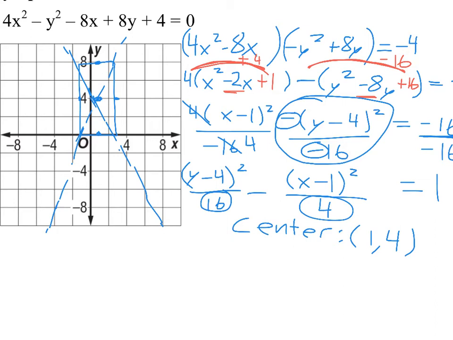And this is a vertical hyperbola. So we go up here and down here. Next we need the foci and the vertices. Vertices first, actually.